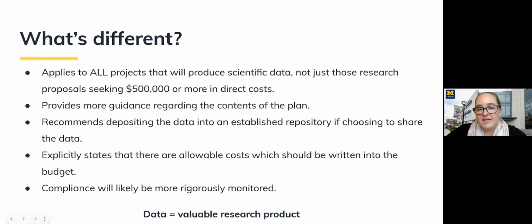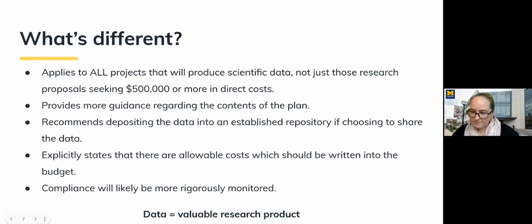Also, compliance will likely be more rigorously monitored. The previous policy didn't have a section outlining compliance or monitoring. The new policy includes a section where they cover compliance and enforcement, and they do note that non-compliance may affect future funding decisions. Again, this doesn't cover all the differences, but these are some of the main ones. In summary, these changes really show how NIH is increasingly viewing data as a valuable research product that should be shared as widely as possible, and they really want it to be well planned for from the beginning of a project.